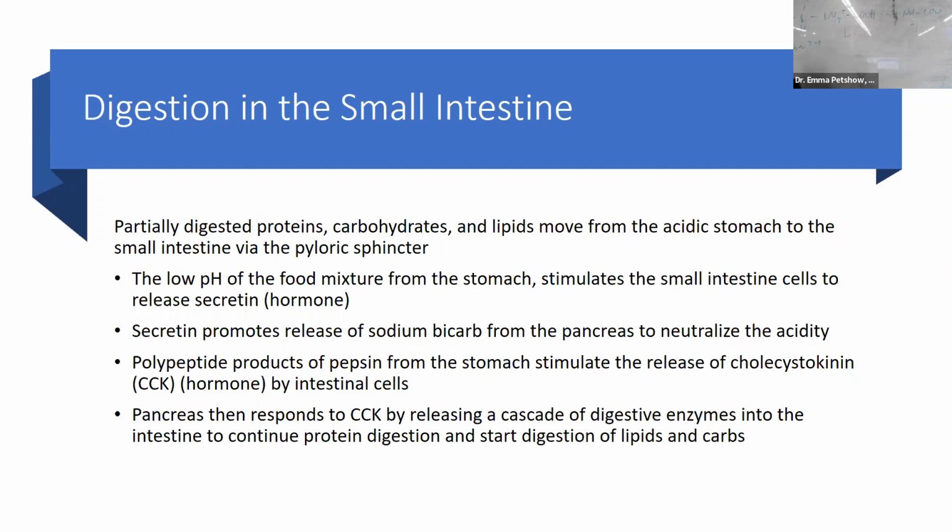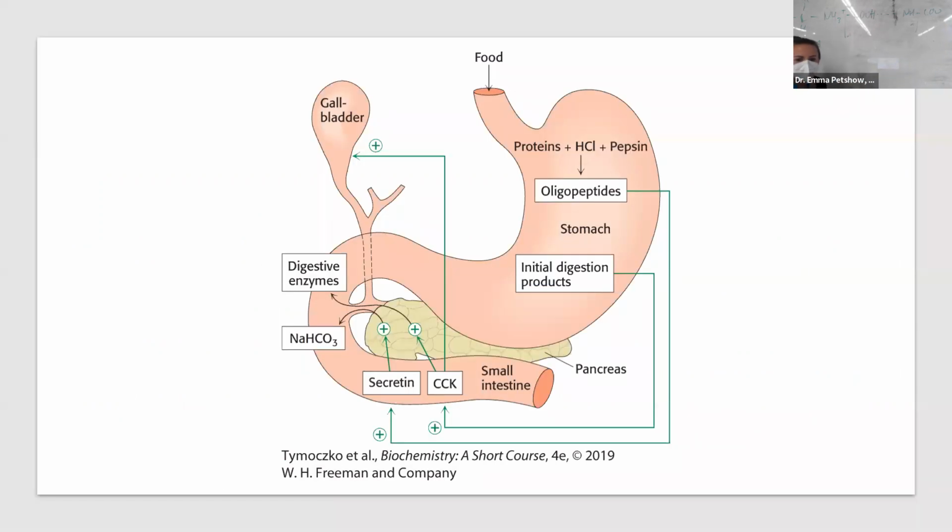So what does that look like picture-wise if you're visual? Food goes in, proteins, hydrochloric acid, pepsin. We have oligopeptides in the stomach. We then are going to move from here, that's the pyloric sphincter, into our small intestine where digestive enzymes are released from our pancreas. Bicarb, secretin, CCK. We can see some of those feedback loops.